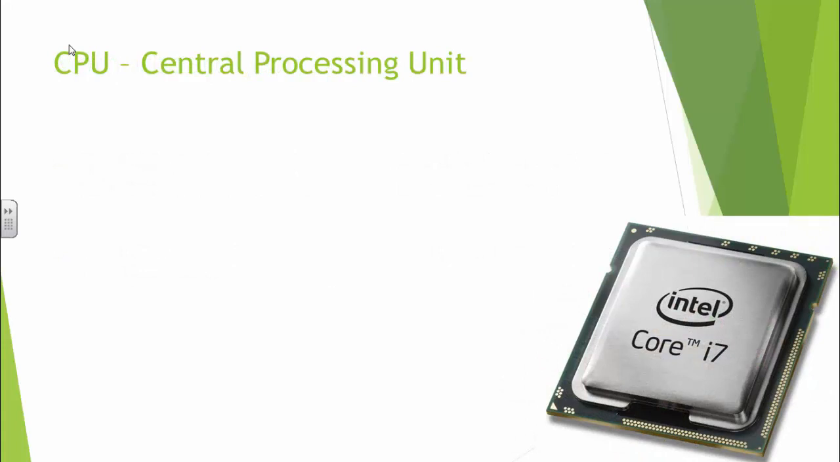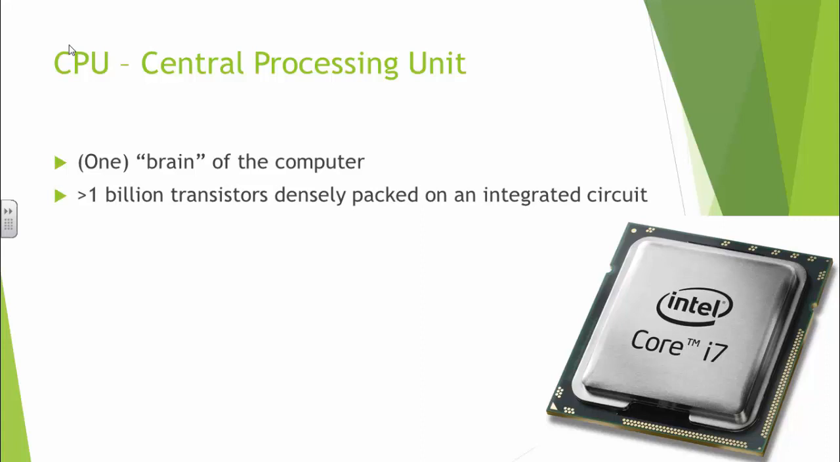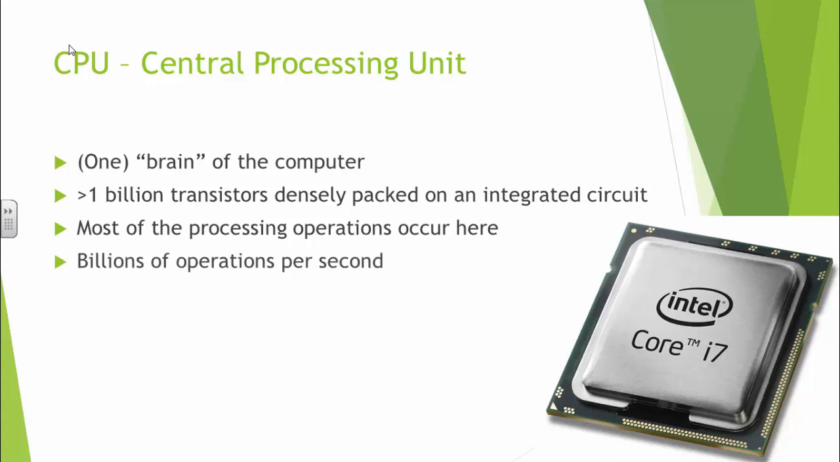So we've now got a skeleton, we've got a circulatory system, we've got a heart. The CPU, we can think of it as the key brain of our computer. More than 1 billion transistors are densely packed on this integrated circuit, and most of the computer processing operations occur inside this CPU. It can do billions of operations per second, and of course, this is a key thing that defines our age now, this number of operations that a single CPU can do.